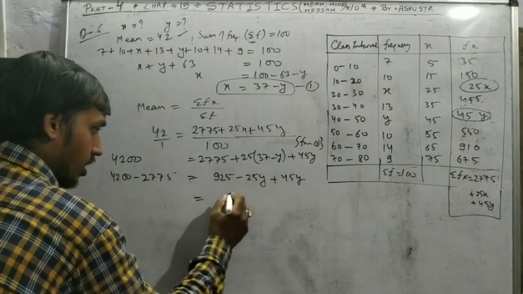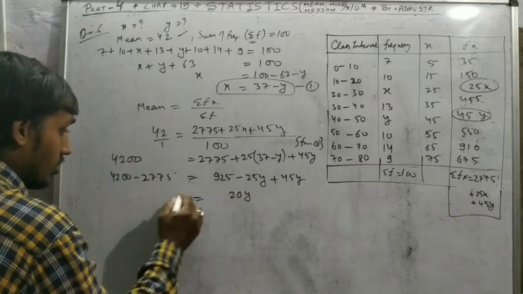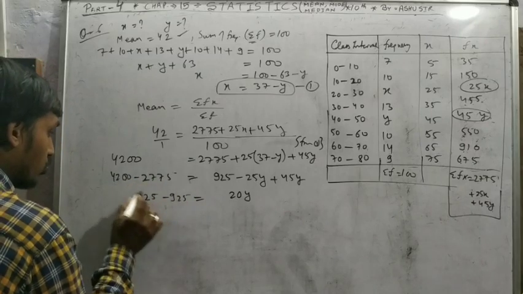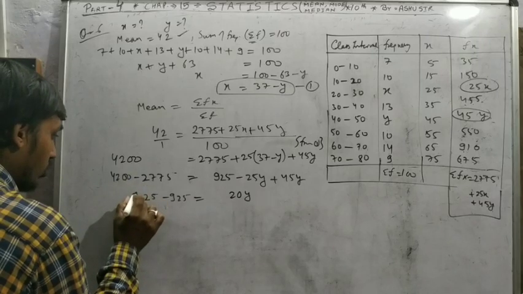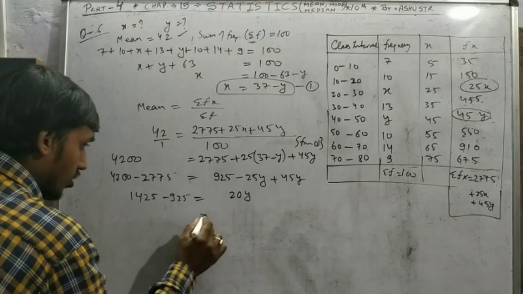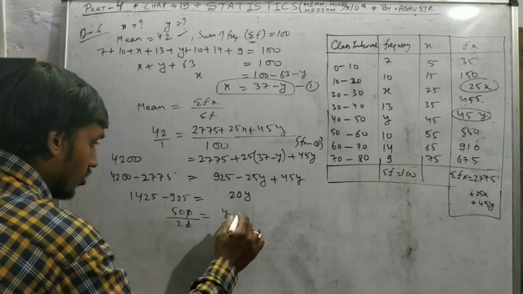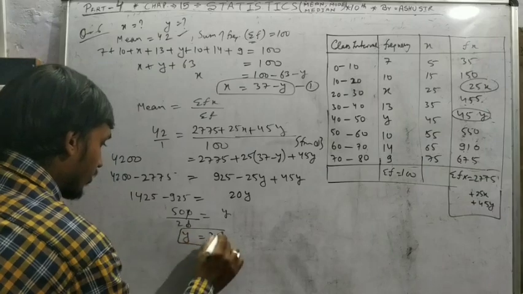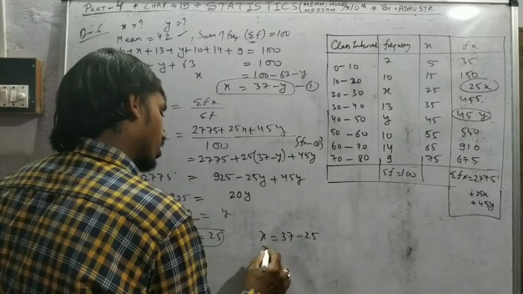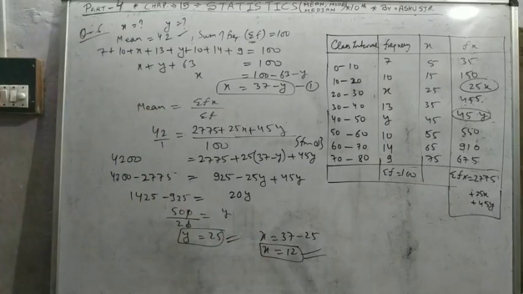Subtract it. Here 20y equals 925 minus... so y is equal to 25. Then put it in the first equation: 37 minus 25, so x is equal to 12. That is the value of x and y.